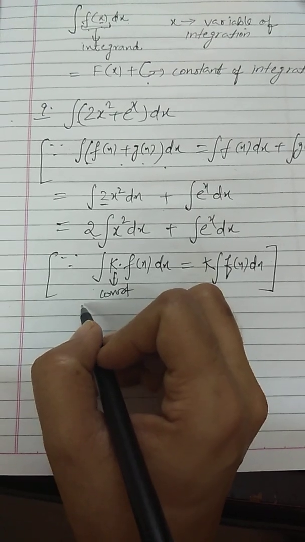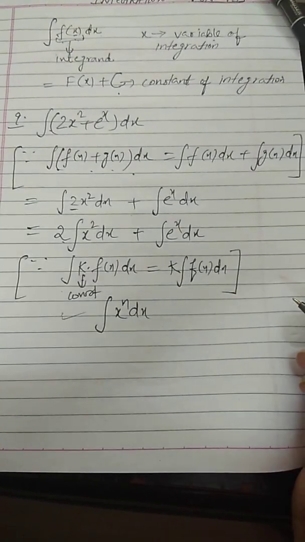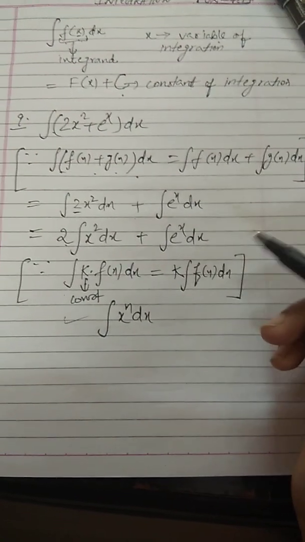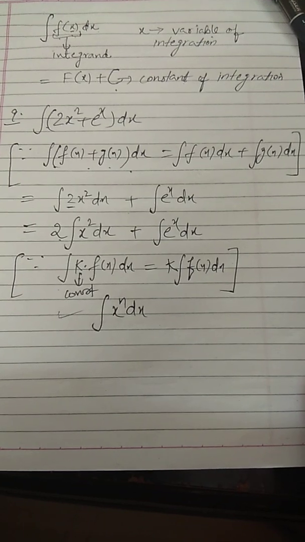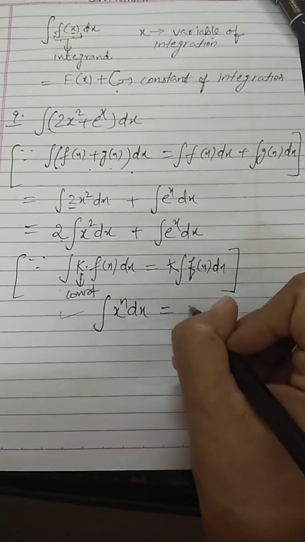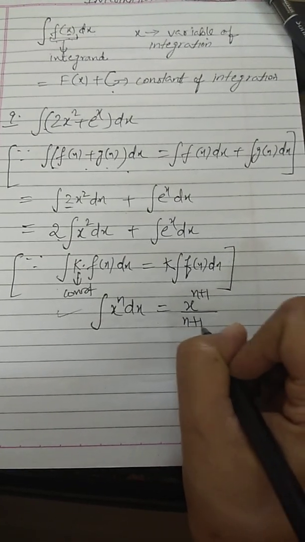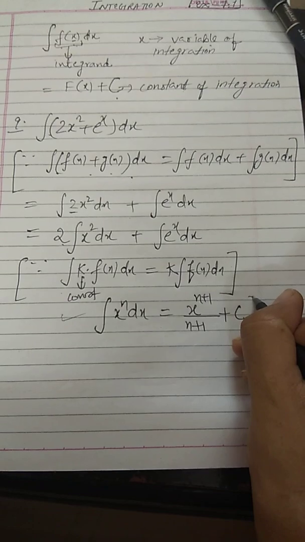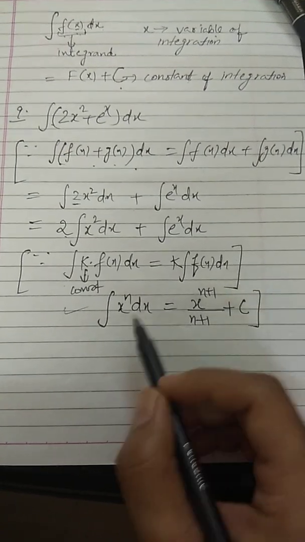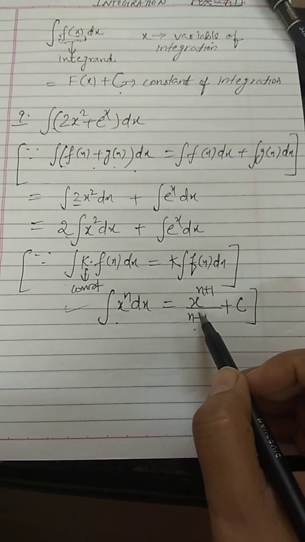Also we have done the formula: if I have the integral of x raised to power n dx, where n can be an integer or a fraction, then we increase the power by 1 and divide by the increased power, plus c. In differentiation we reduce the power, but in integration the power is increased by 1, divided by whatever the increased power is.